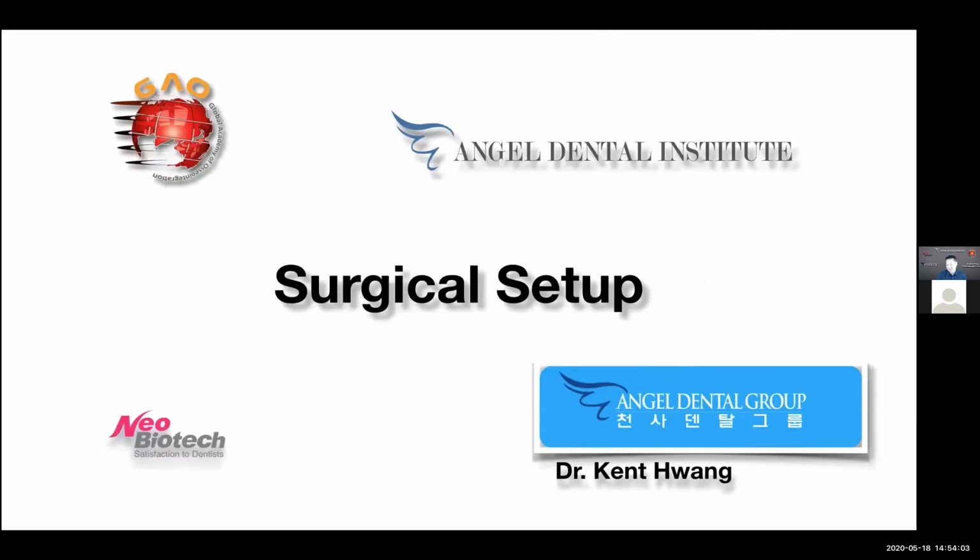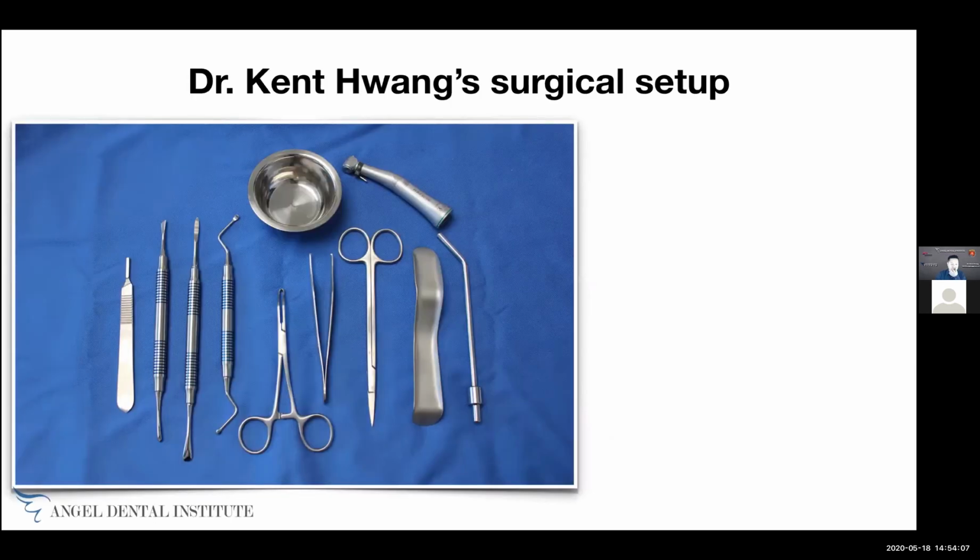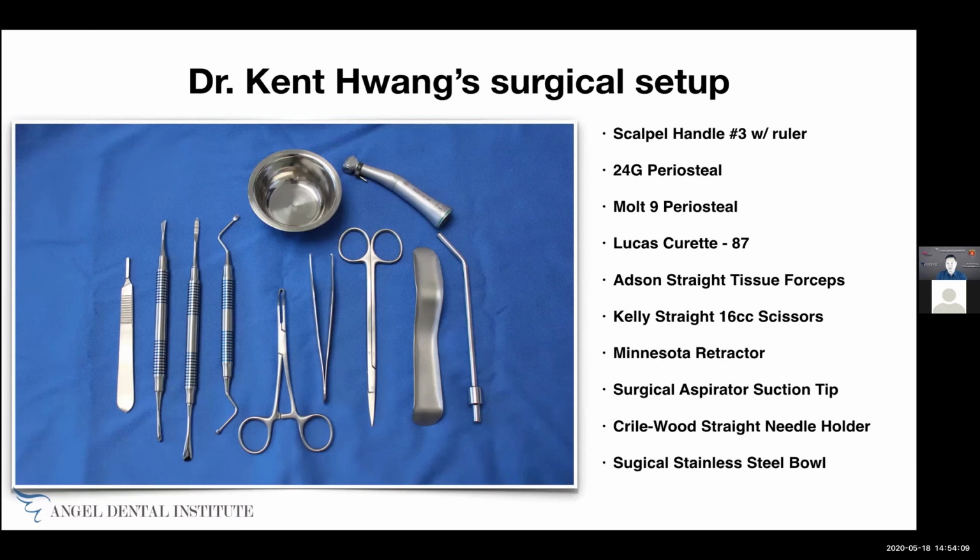Okay, surgical setup. This is my surgical setup typically. This is how it looks like. I have a scalpel under 24G periosteal. I'm going from left to right. Molt 9, and then a Lucas curette. Addison tissue forceps. That's the tissue forceps right next to the scissors, okay? And then I have the Kelly straight scissors. Minnesota retractor, surgical aspirating tip.